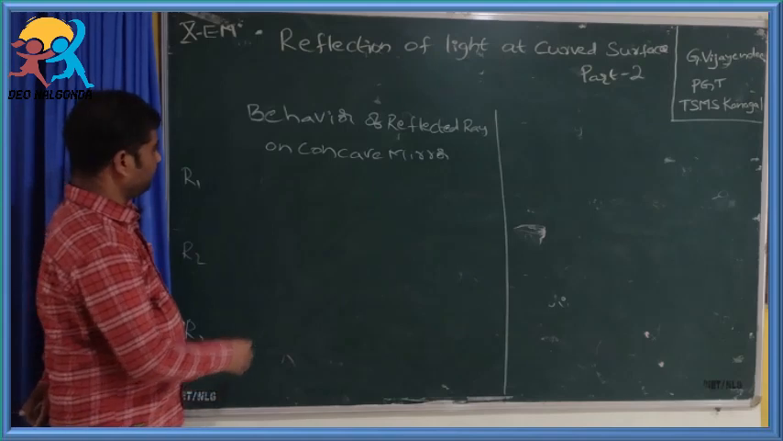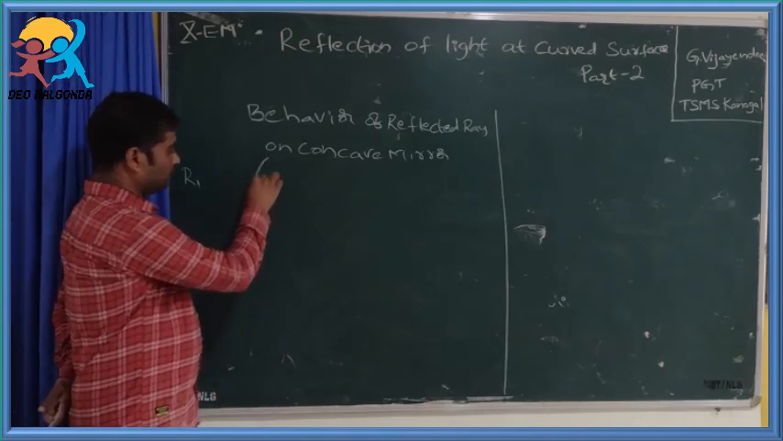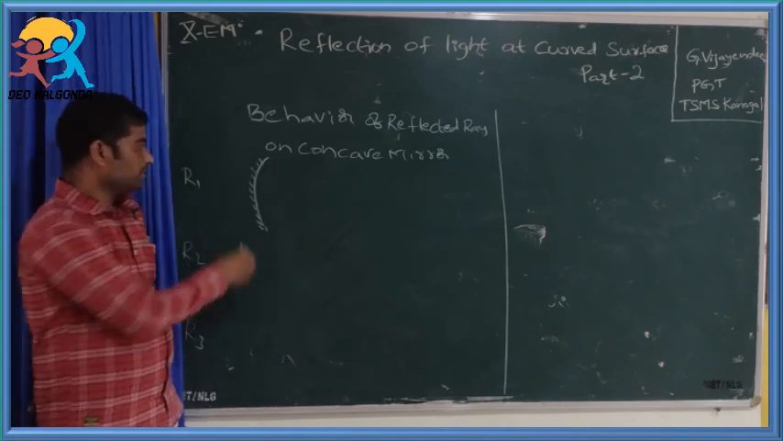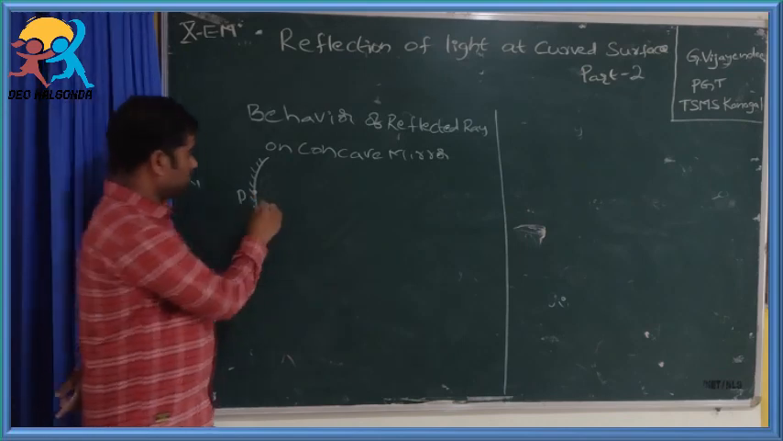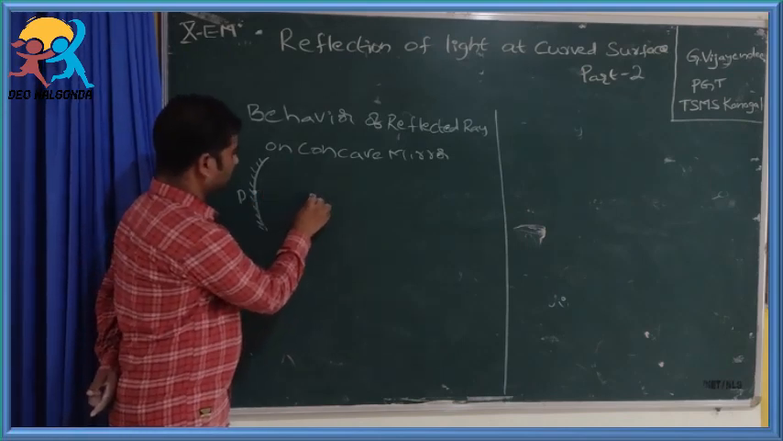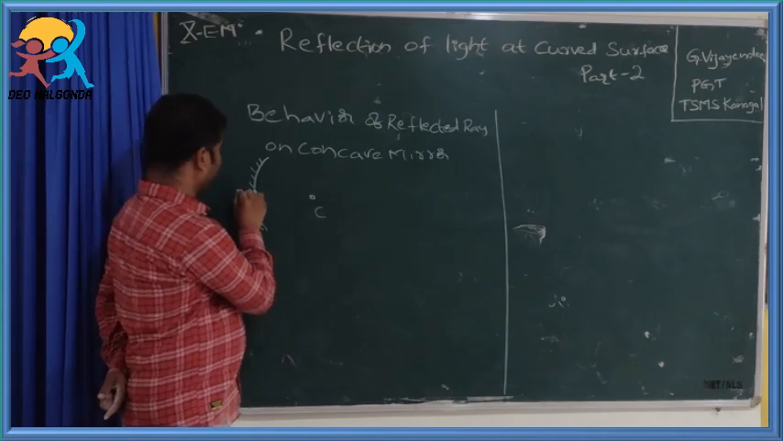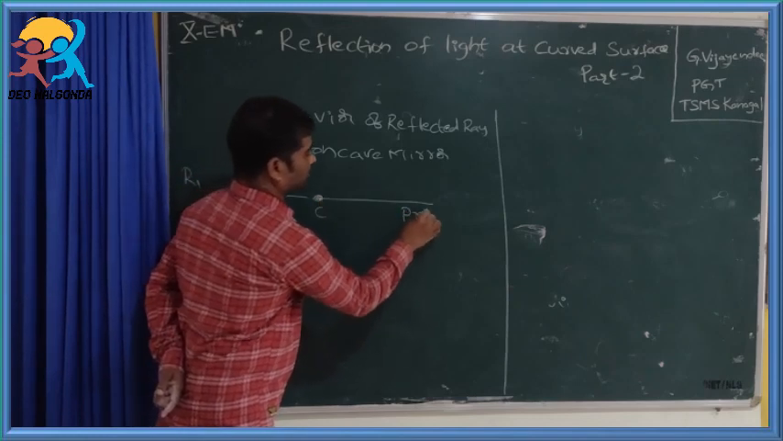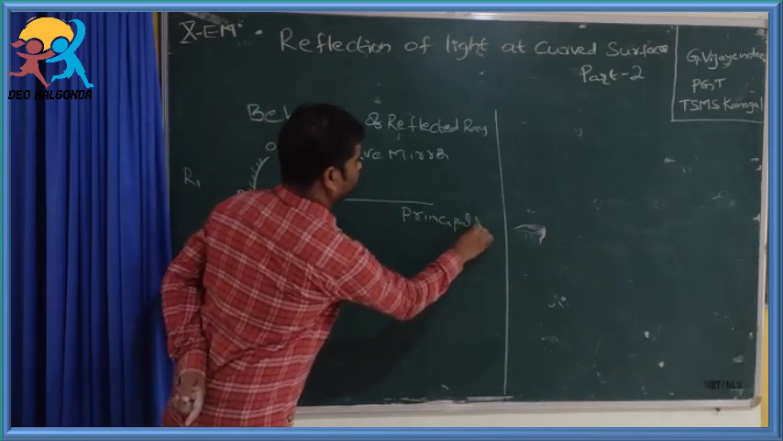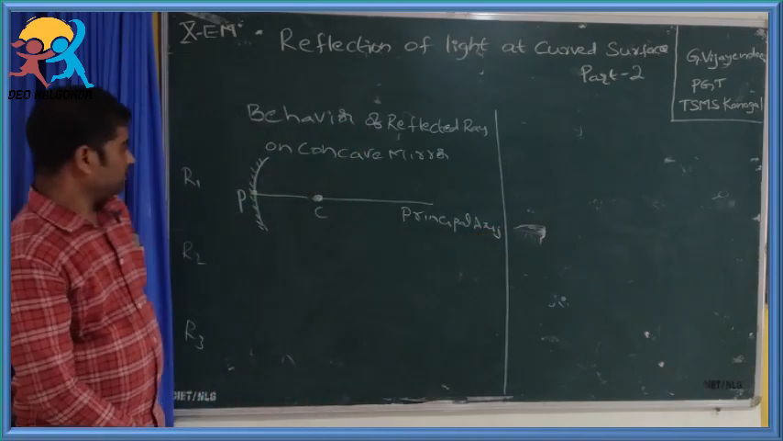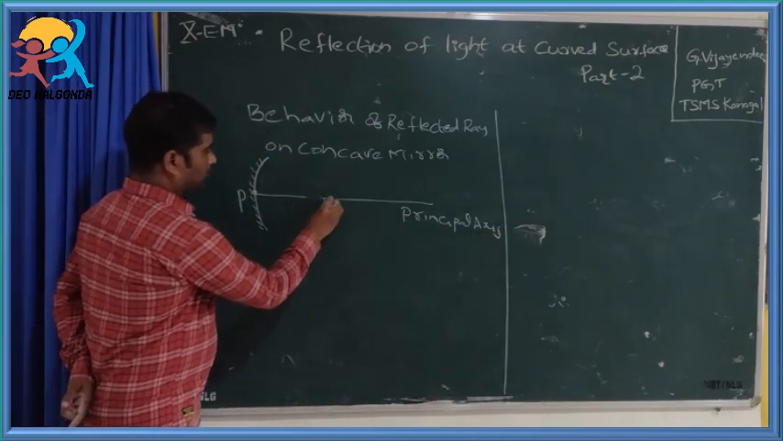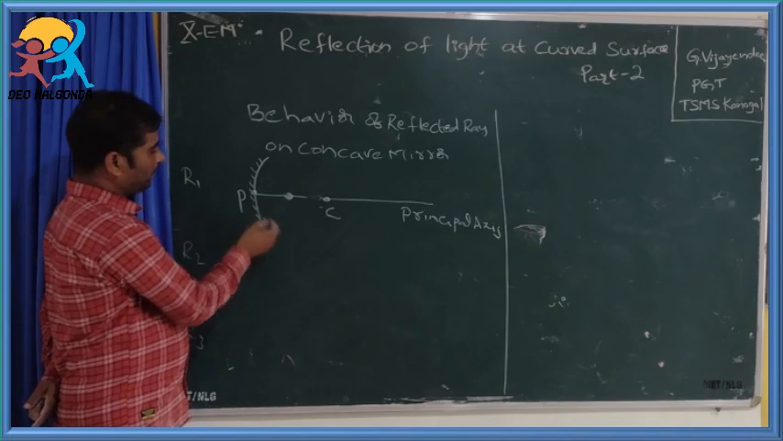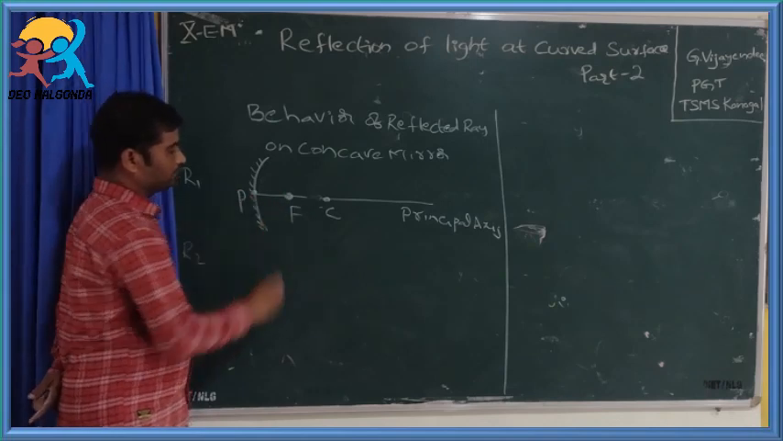Rule 1: first you take the concave mirror. This is the pole, this is the center of curvature. The line passing through the pole and center of curvature is the principal axis. The midpoint of P and C is the focus, F.